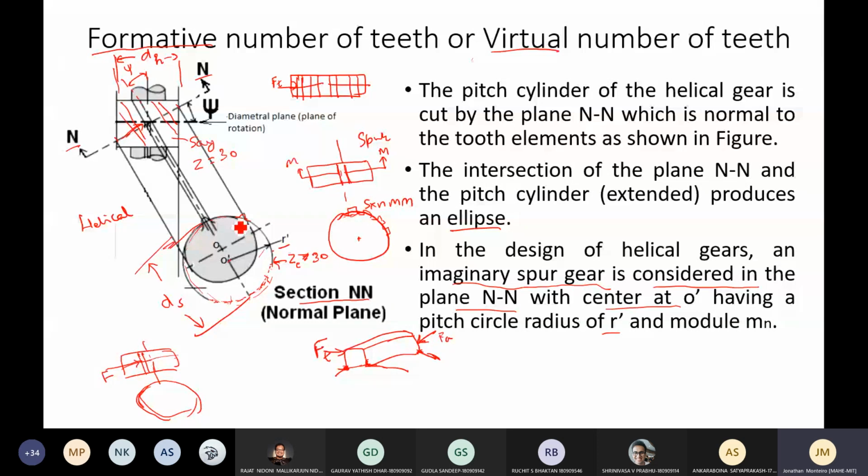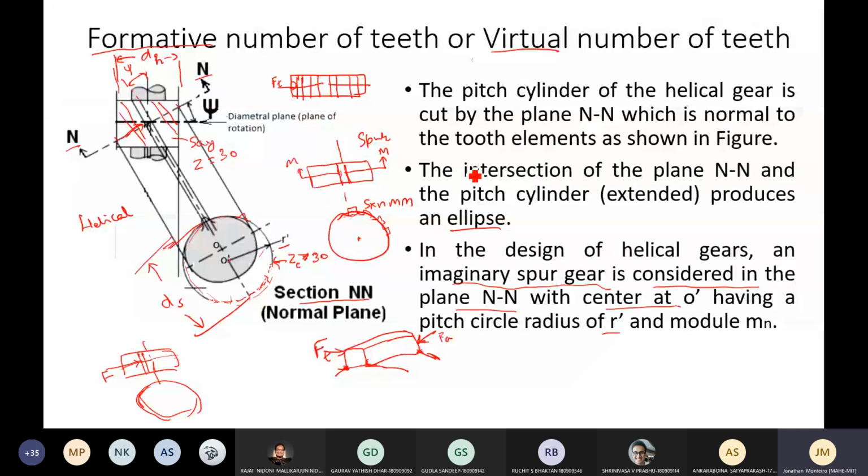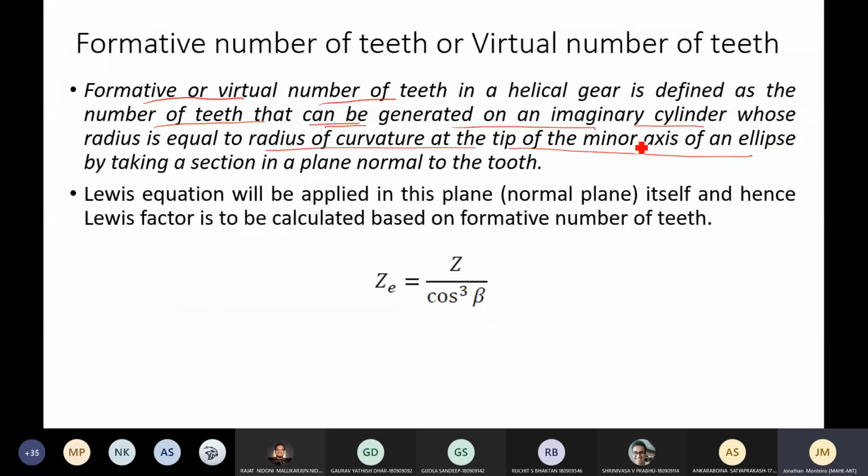Yes, so that is what it means. The number of teeth that can be generated on an imaginary cylinder whose radius is equal to the radius of curvature at the tip of the minor axis. That is what we have seen. Radius is the tip of the minor axis, by taking a section in the plane normal to the tooth. And how is it calculated? So Lewis equation can be applied. This is the advantage that we have.